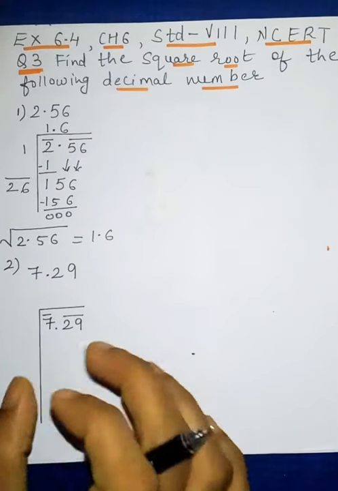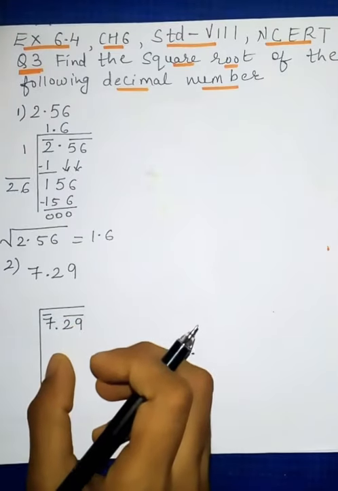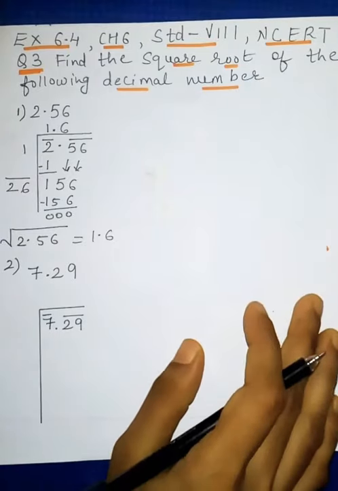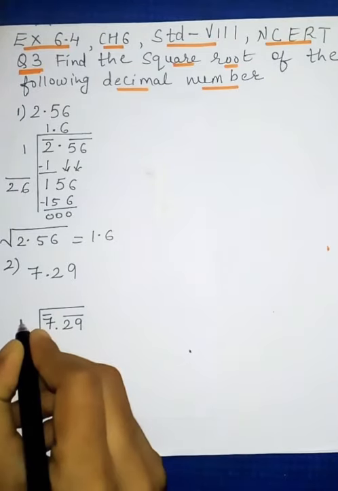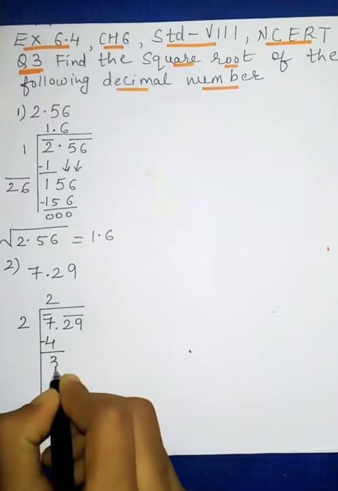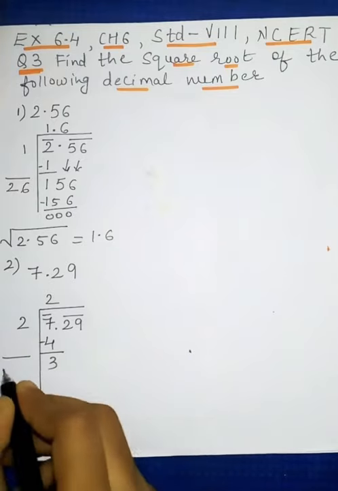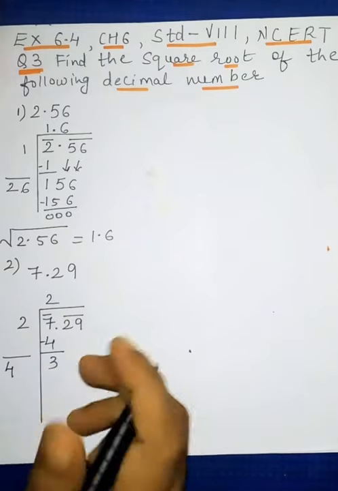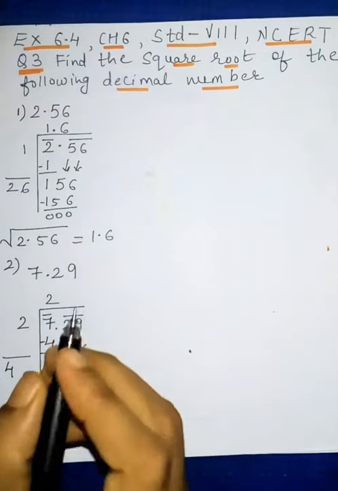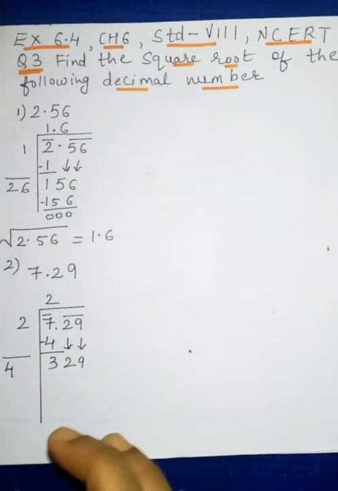Now 7. We again have to think which square number we can take. If you take 2 twos are 4. If you take 3 threes are, it will give you 9. So 9 we can't take, 9 will be more than 7. So we take 2. 2 twos are 4. Now 7 minus 4 is 3. And this side we have to do double. What is double of 2? 2 plus 2, 4. And this 29, both we will bring down. So now we have to think of 329. How will we get this?